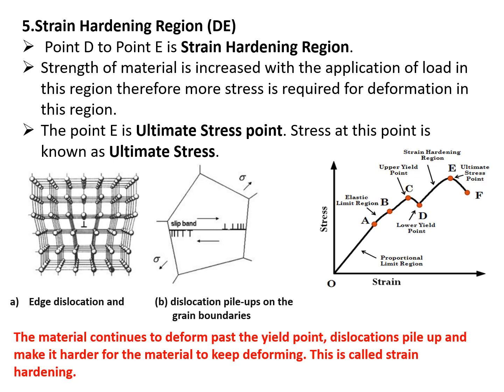Now the next, that is the strain hardening region, that is from D to E. This is the region, this is D to E. And the strain hardening region means the strength of the material is increased with the application of load in this region, therefore more stress is required for deformation. And this E is known as the ultimate stress point, and corresponding to that the stress is known as the ultimate stress. Now what happened in this particular region, and what is the strain hardening region?